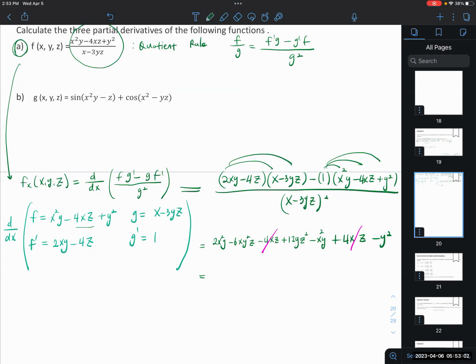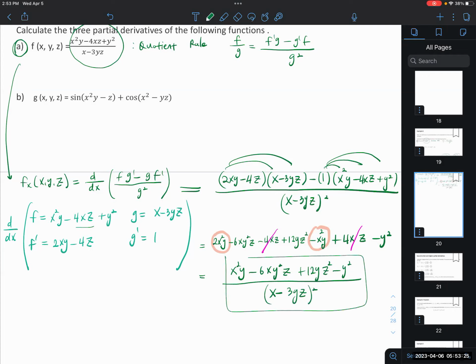We can combine these two, correct? So that's going to be x squared y. And the ugly one, negative 6xy squared z plus 12yz squared minus y squared, over x minus 3yz, entire squared. That's the f sub x of xyz. That's it. So this is the same question from our textbook. We got the same answer. Yeah? Am I okay? So check it out.